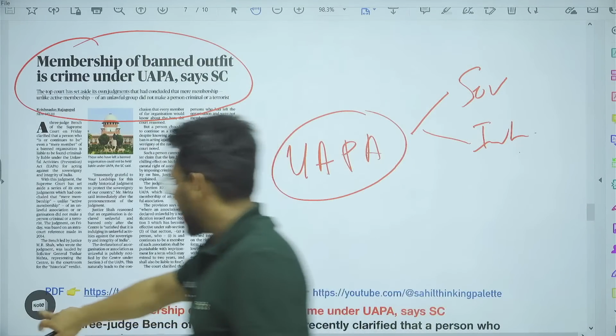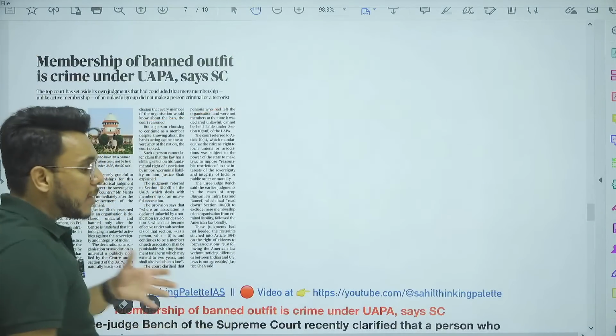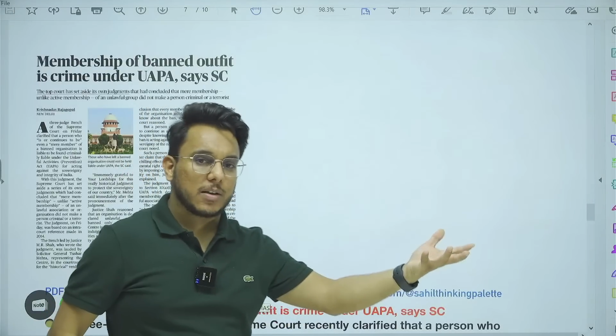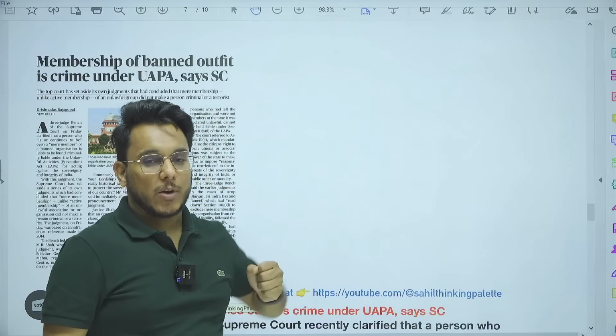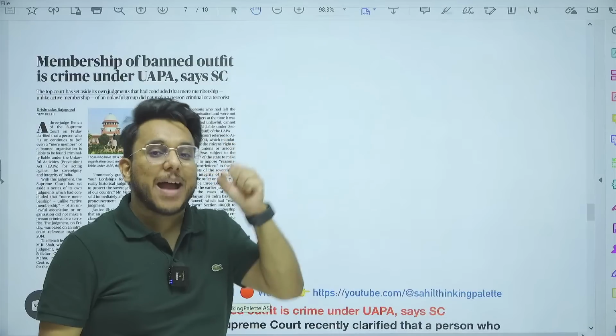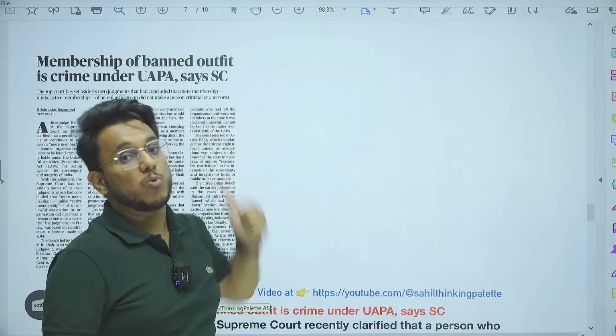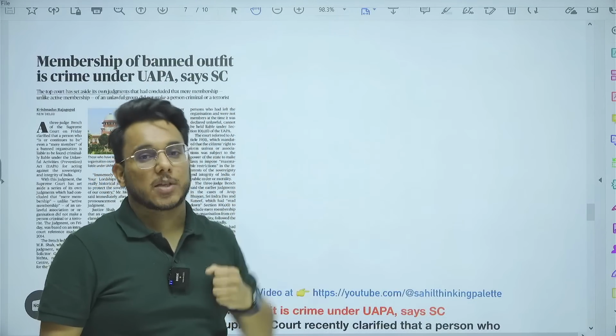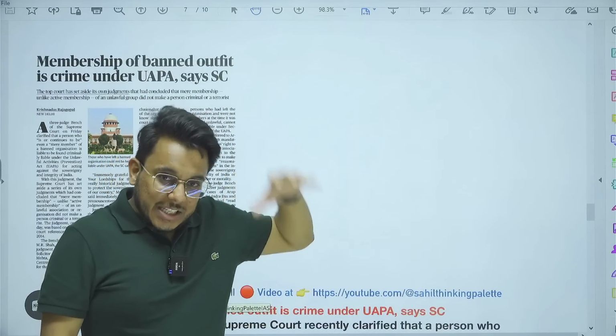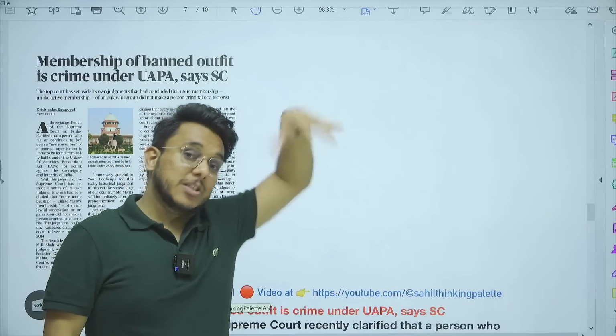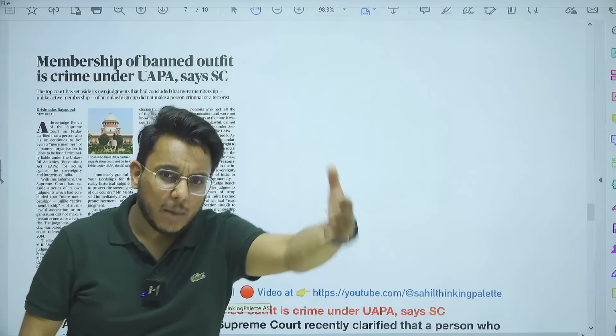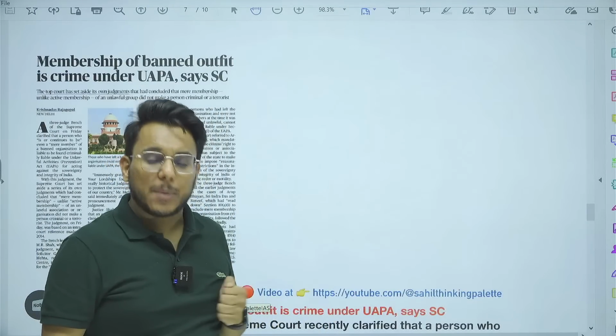People aligned with these types of organizations could be deterred by using UAPA, the Unlawful Activities Prevention Act. Now, what has happened? There are many banned organizations as per UAPA, and there are people who have membership of such organizations. So, just having the membership of a banned organization, does it make a person a participant in a criminal activity?